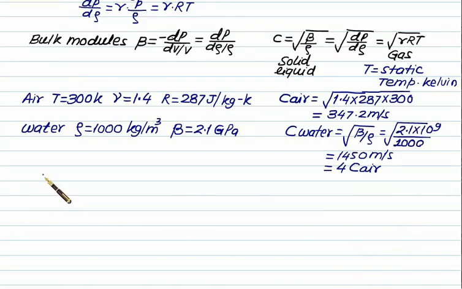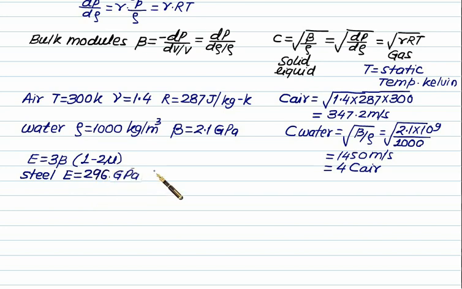And in solid mechanics we already know that Young modulus is equal to 3 times the bulk modulus, actually symbol K is used for bulk modulus, into 1 minus 2 times mu, where mu is Poisson ratio. As far as steel is considered, we have Young modulus approximately equal to 296 gigapascal. Mu is equal to 0.3. In that case we can very well calculate the value of beta, which is equal to 296 divided by 3 into 1 minus 2 times 0.3, that will be 246 gigapascal.